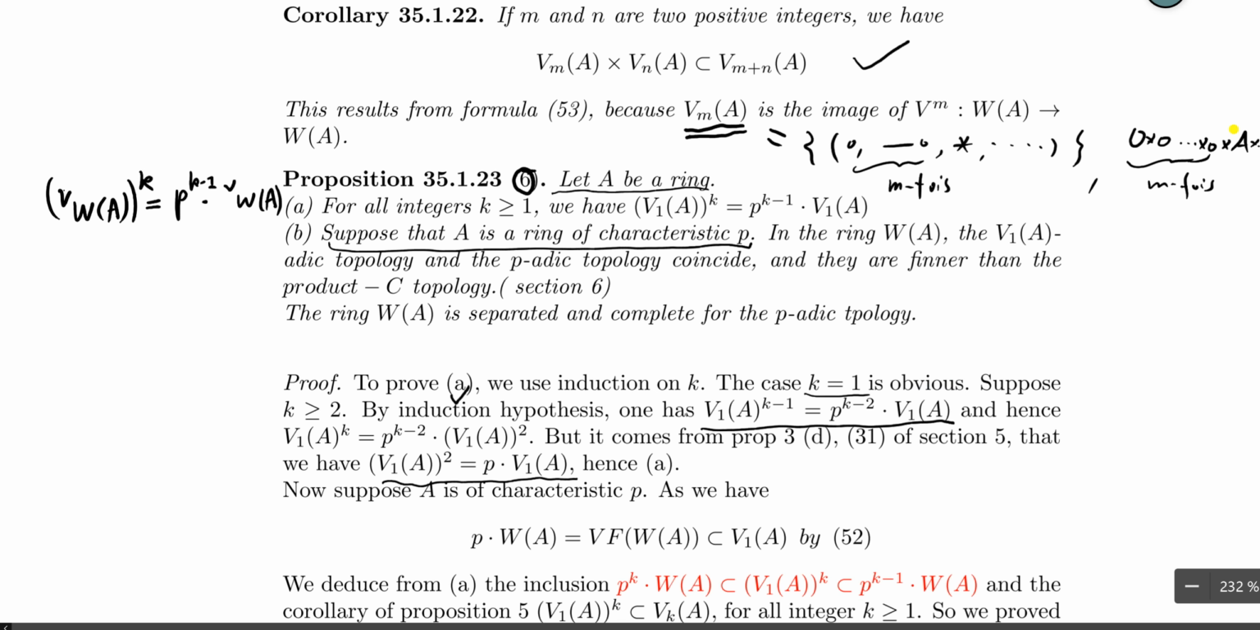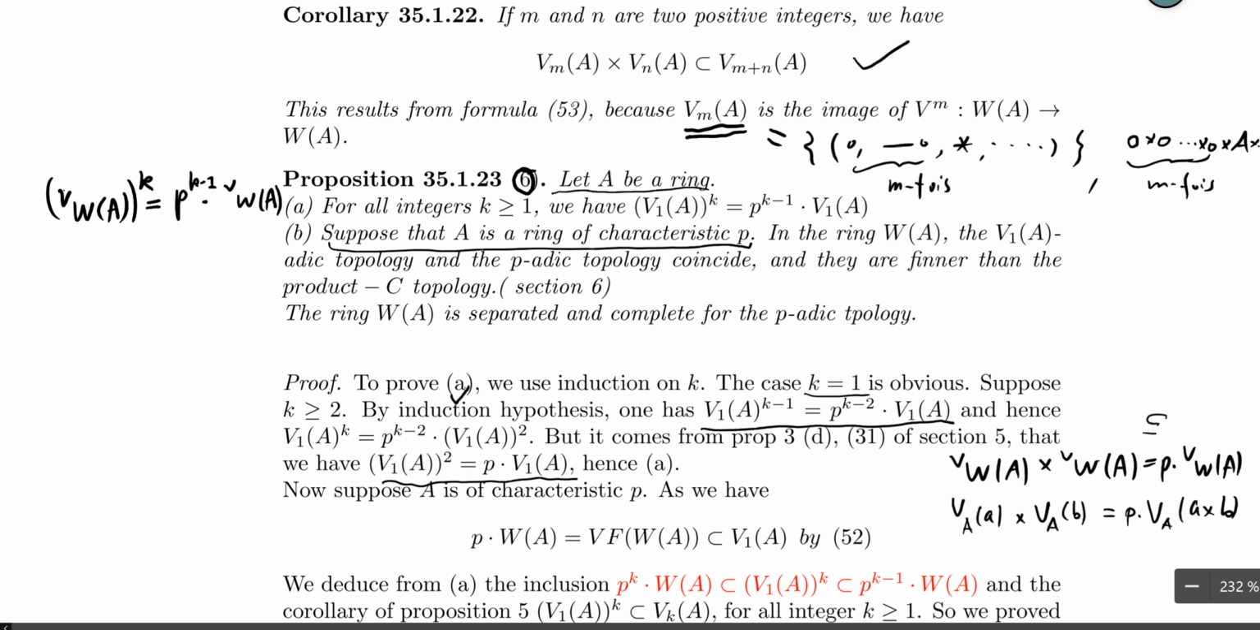But we have this. What is this? This is VWA product VWA equals p times VWA. Where do we have this? The precise statement is VA product VB equals p V(A product B). In this case it is obvious. We have this, that A product B is surjective onto A. You can take B to be the identity. So this is true. We do have this.